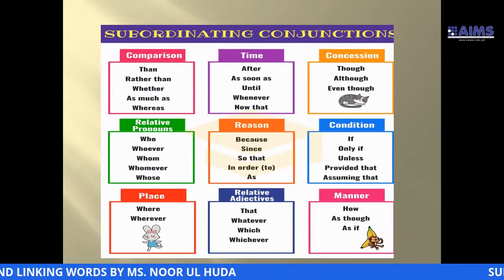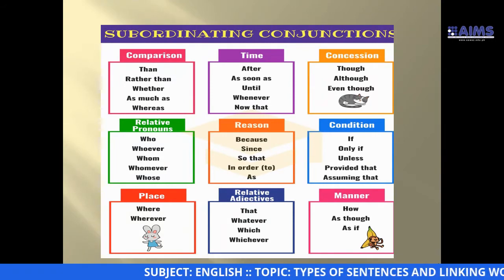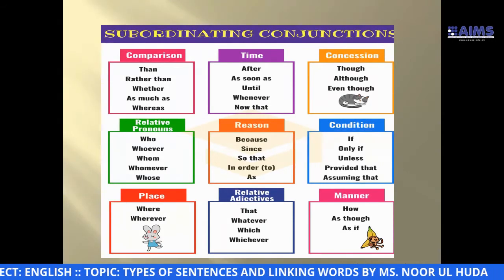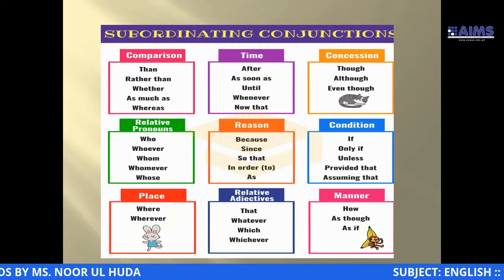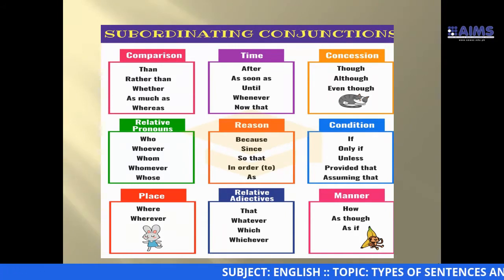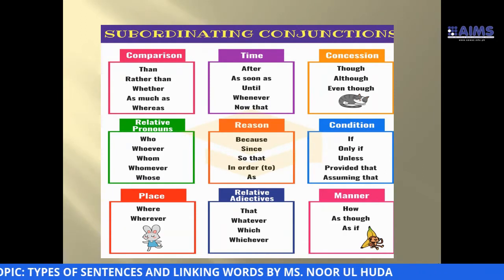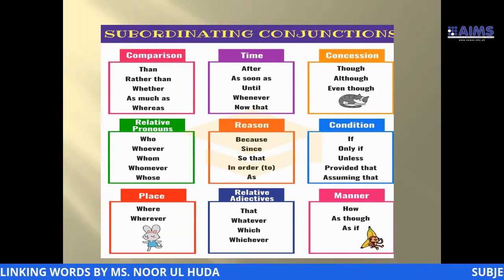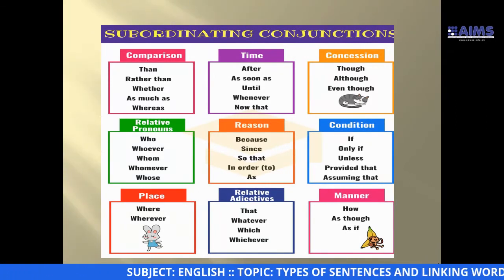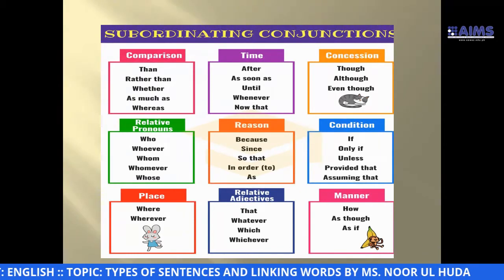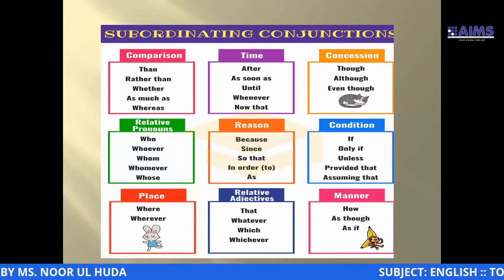Here, to show comparison between two things, we use than, rather than, whether, as much as, whereas. To show the timing or sequence of something, we use after, as soon as, until, whenever, now that. Concession means when you are giving a kind of relation between two things, such as though, although, even though.